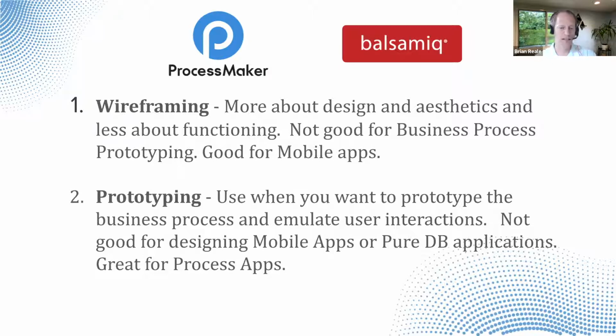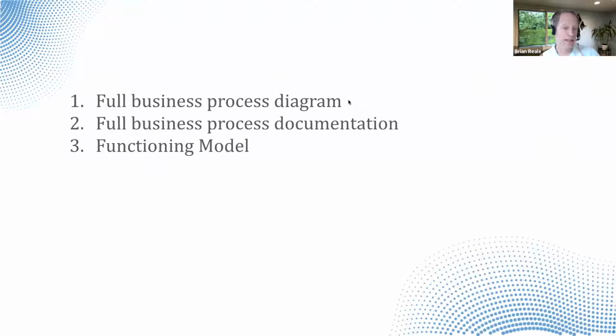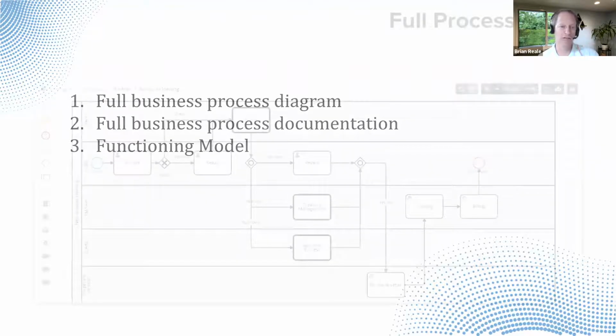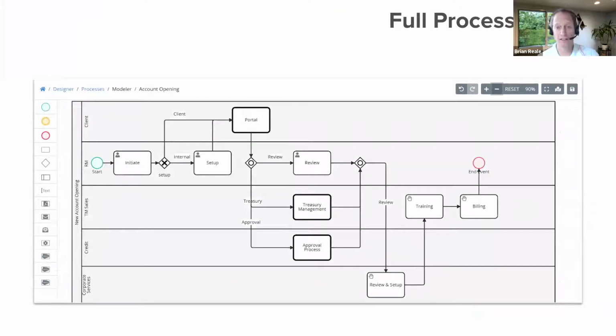You're not going to want to use ProcessMaker to design just a regular data mobile app or a straight-up DB kind of application, but it's great for process apps. Hopefully that gives you some idea. The output is a full business process diagram that you can discuss with the business, full business process documentation, because you're going to need that anyway, and a functioning model. The model you'll continue to build out once you get stakeholder and budgetary approval to move forward. So do it quickly, fail fast if you're going to fail, as they say in MVP building, or go forward.